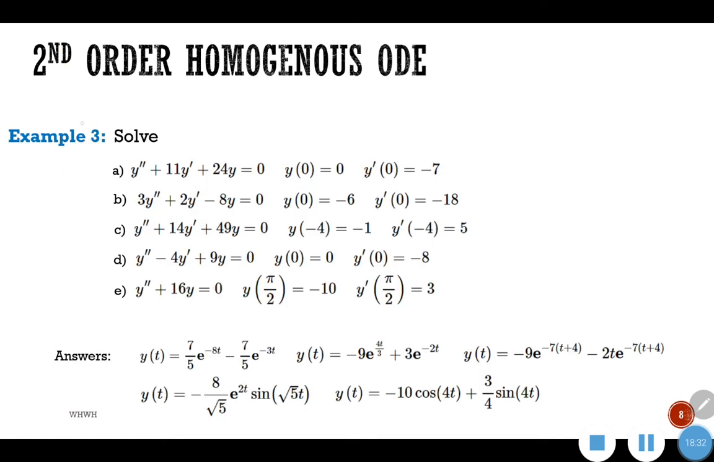Okay, so for example 3, all of example 3A to E, we will solve. As you can see, this is a homogeneous differential equation equal to 0, and the conditions are given to you. The initial conditions here are at x equals 0, y(0) equals 0, y prime(0) equals negative 7, and so on. By having these conditions, we are able to find the values of c1 and c2. But we will KIV this discussion for our Google Meet class.